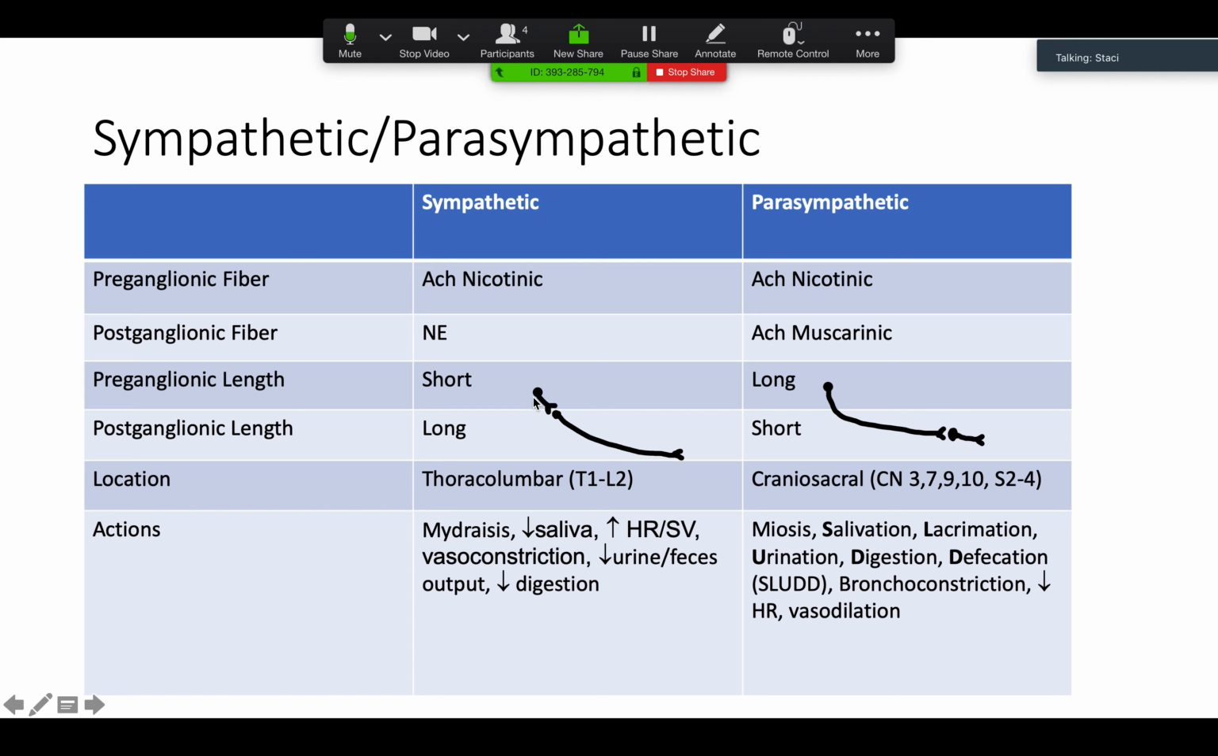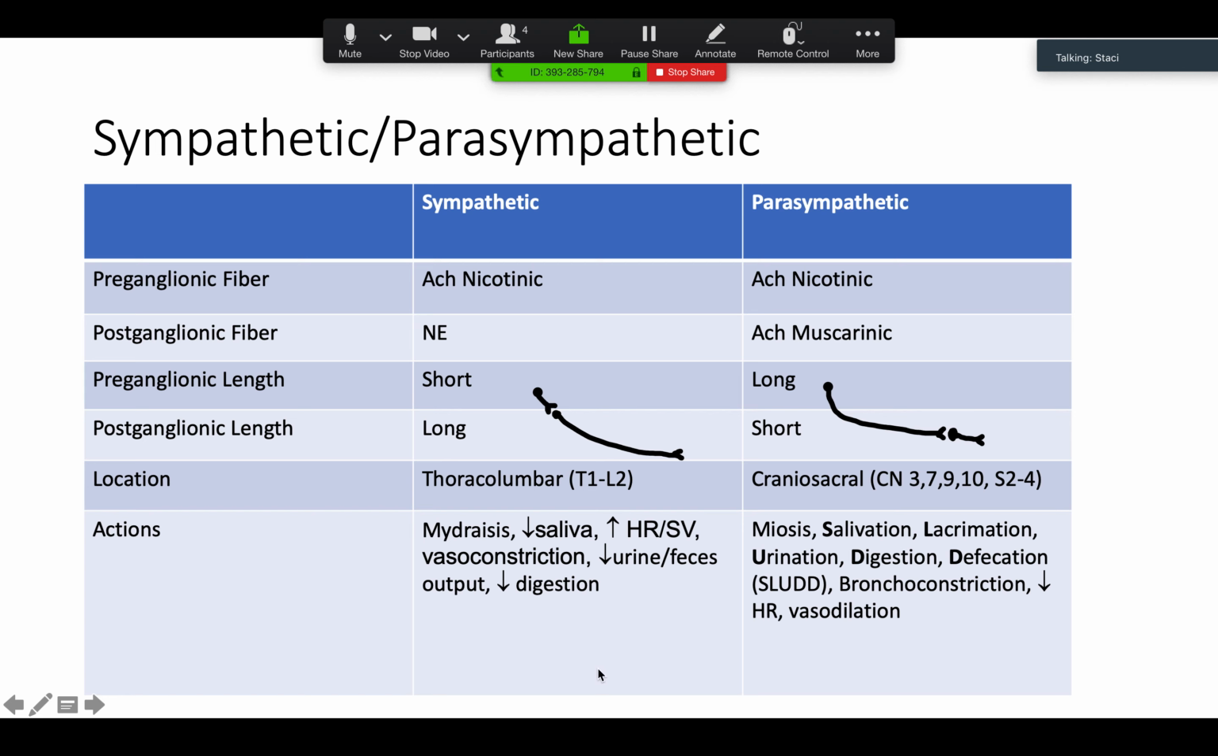So our locations, this is what's more important for anatomy. It's our thoracolumbar, which is T1 to L2. So it's super important that you remember these vertebrae lengths. And then craniosacral for the parasympathetic. Cranio is going to be the cranial nerves 3, 7, 9, and 10, and this comes back again in the fourth block. And then the sacral nerves, 2 through 4.